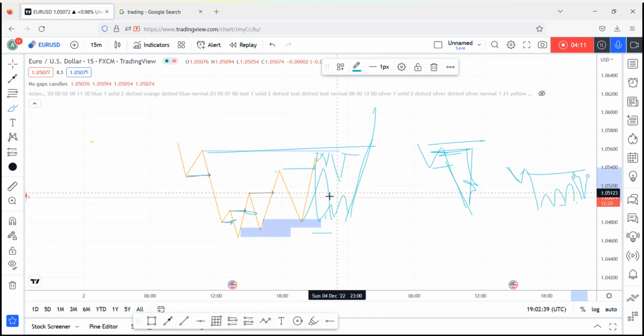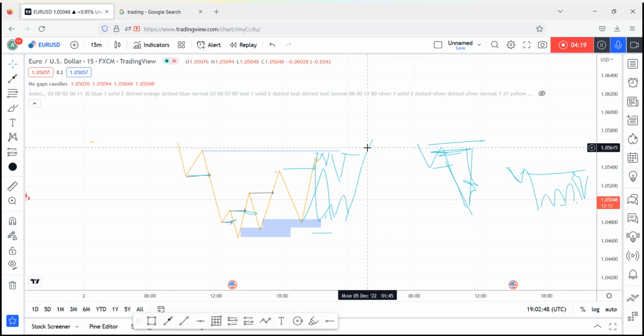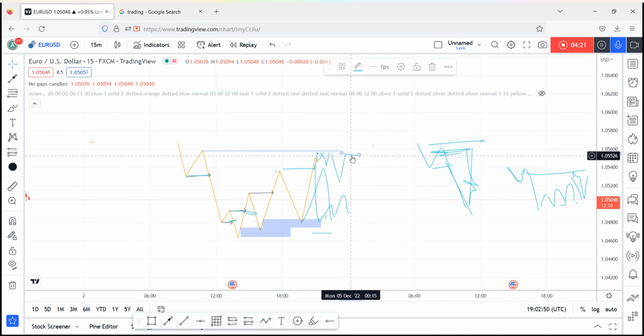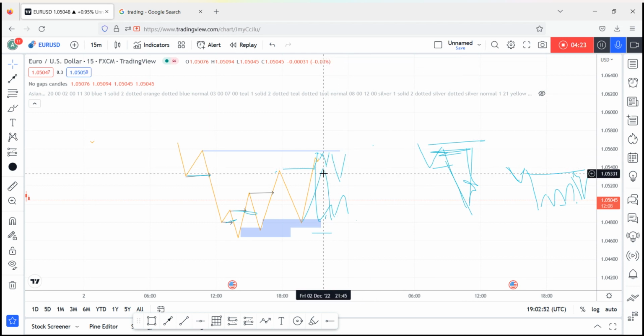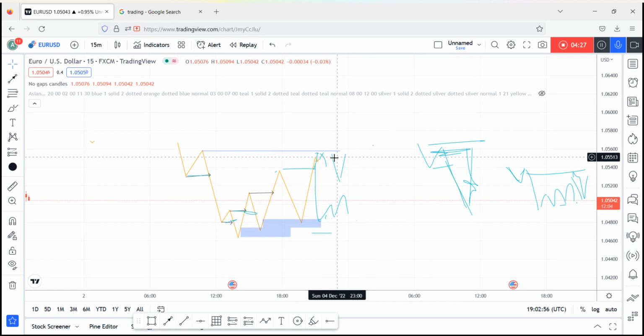There is also a scenario like this. Wait, let me remove all this. I don't know how to remove all this in a single tap. I have watched some YouTubers doing it like this, but I don't know how to do it. So, yeah, guys, sorry for the delay.